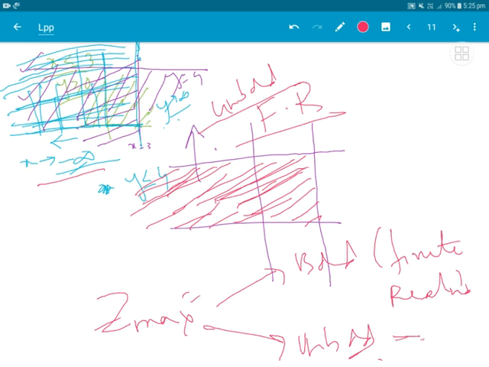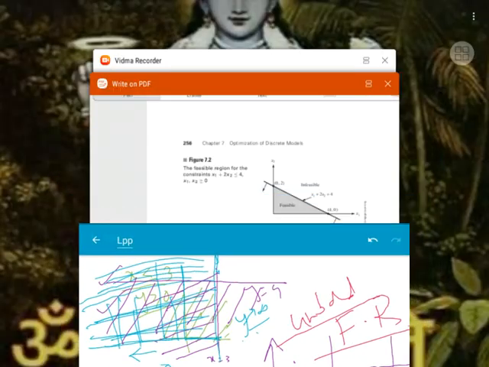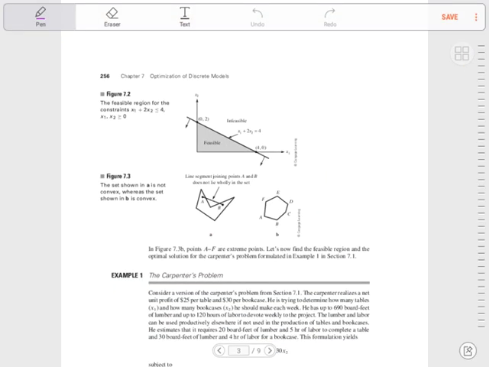I cannot claim like that in this case. Same is the case for z min if it is a minimization problem. Okay, so these are in short the gist for doing the LPP part. So let us now go back to the original material here.